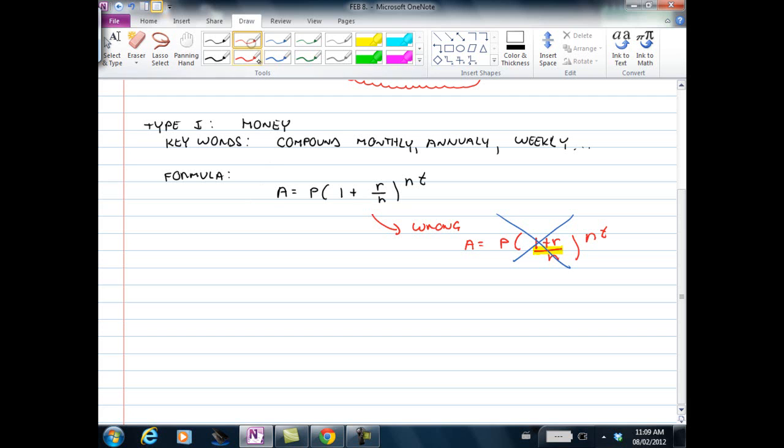A stands for your accumulated value. Or, another word for that is your final value.